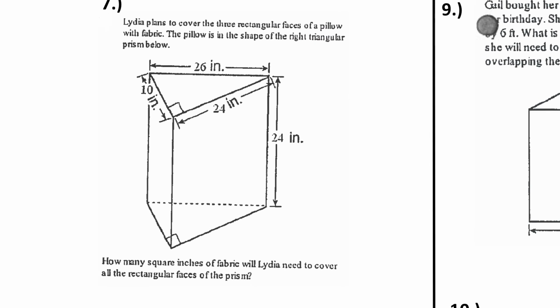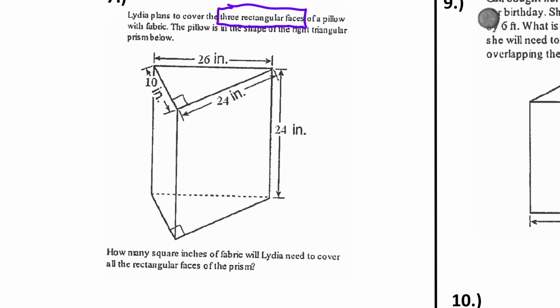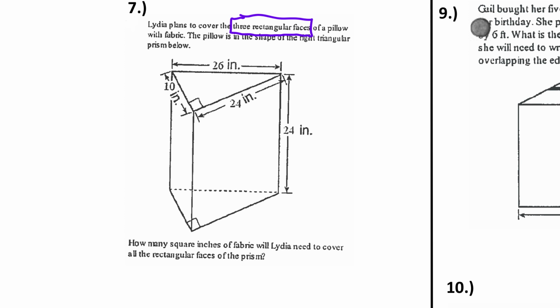All right, number 7. She's going to cover this pillow or whatever. She's only covering the 3 rectangular faces. She's not going to be covering the 2 triangles. She's taking out the area of those bases. So what do we call that when you take out the bases? This is going to be lateral surface area here. Okay, she's not covering the bases. So the bases are out.